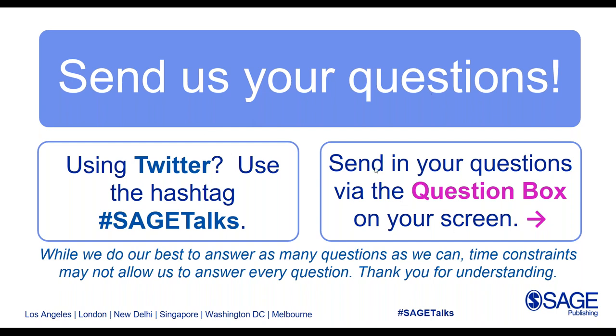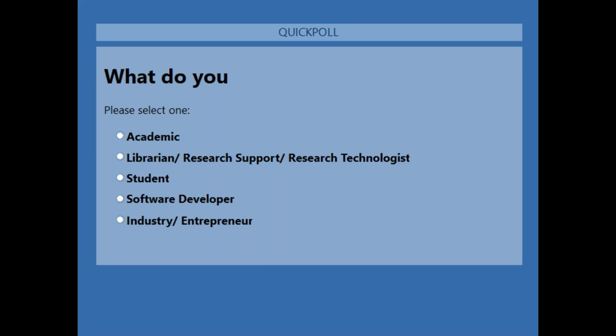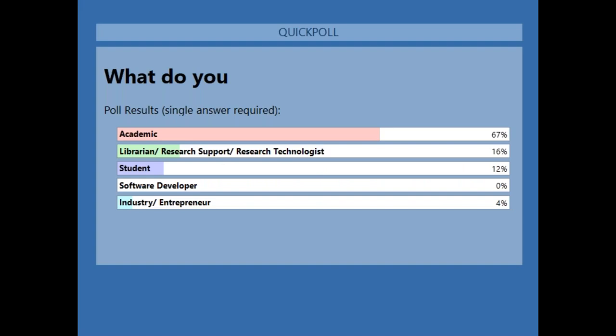But before we start, we want to hear a bit more about you and who you are in this room. So I want you to answer a quick poll for me on what you do. Can everyone see the poll? Yeah, I can see the answers coming in. I'll give you a couple of minutes and we can see the split of the room. We've got 53% of you have voted so far. Great. 71%. Great. And we're done. So I can share the responses, and I think you should all be able to see that now. So it looks like we've got mostly academics in the room, 67%, 60% are librarians or in research support or research technologists, 12% student and 4% in industry or entrepreneurs.